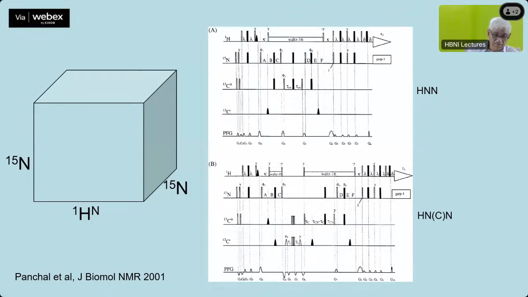You have the amide proton on one axis, and on the other two axes of the three-dimensional spectrum, you have nitrogen 15. Nitrogen 15 along both axes. However, the way the magnetization is transferred is different in the two cases. That gives you a different kind of information. But the N15 chemical shifts are present along both axes. Therefore, this is a big advantage because we have made use of the N15 chemical shift dispersion along two of the three axes. This dispersion is very small, we know. But to circumvent this problem, we used N15 chemical shifts along two different axes.